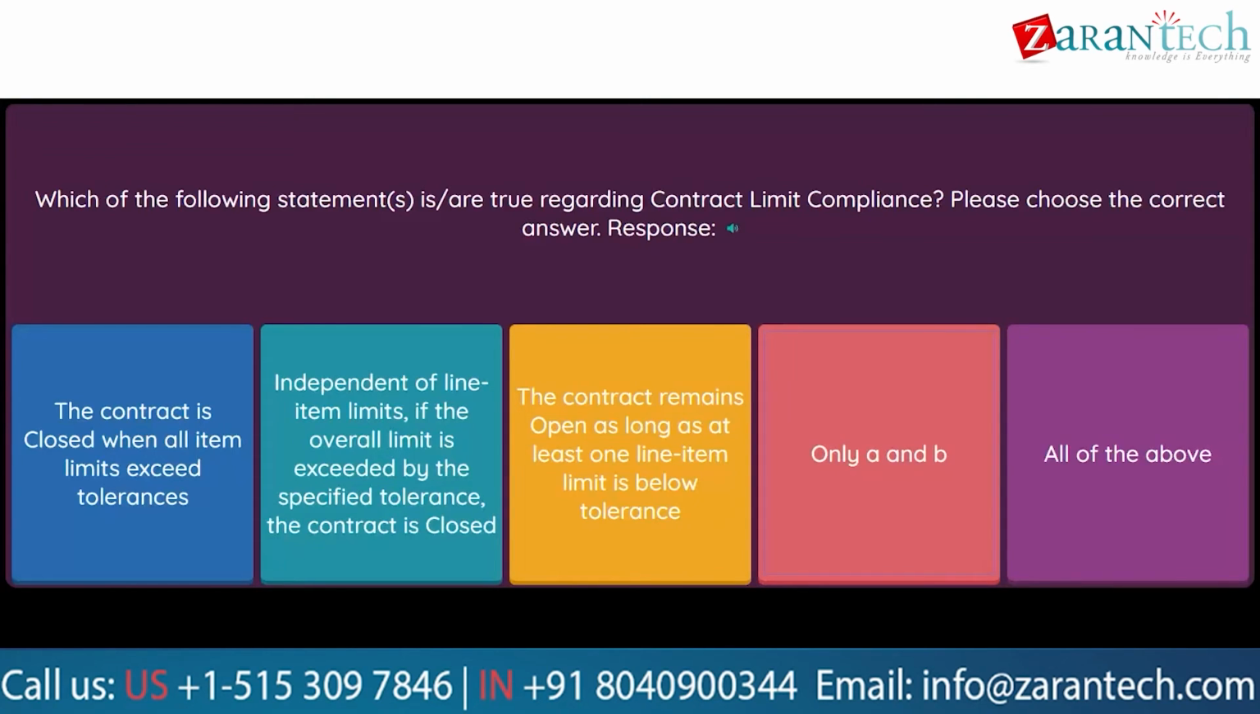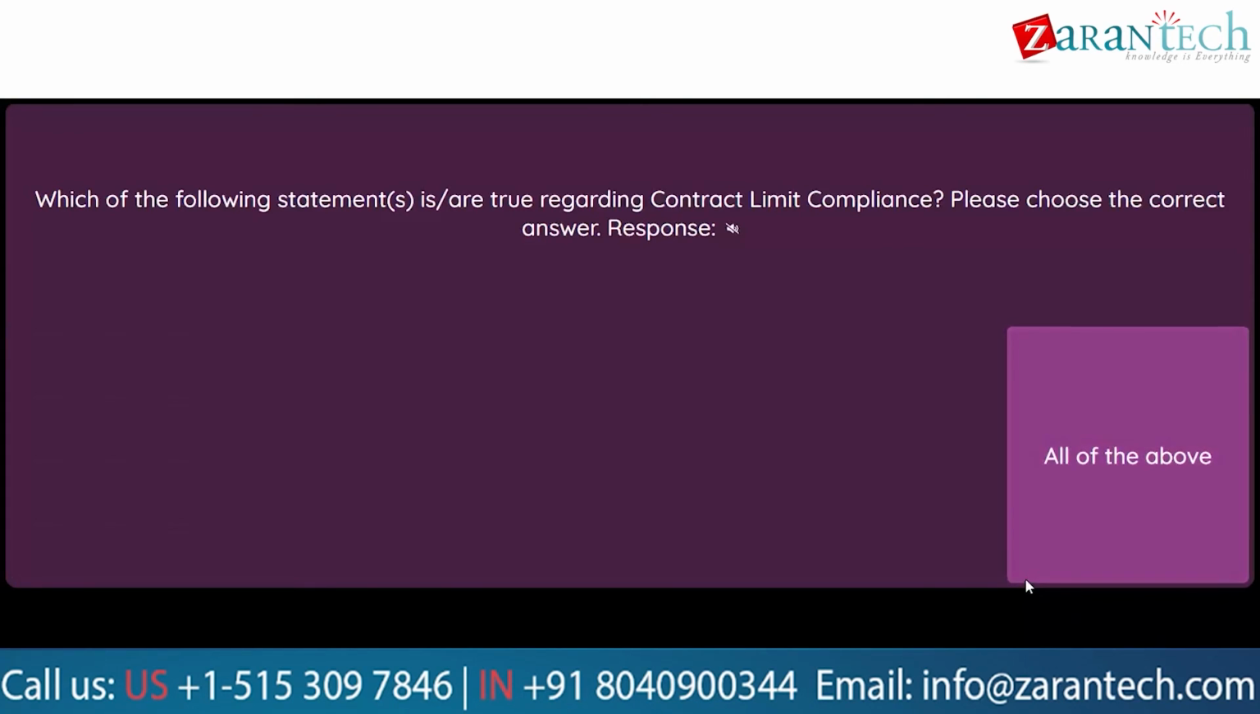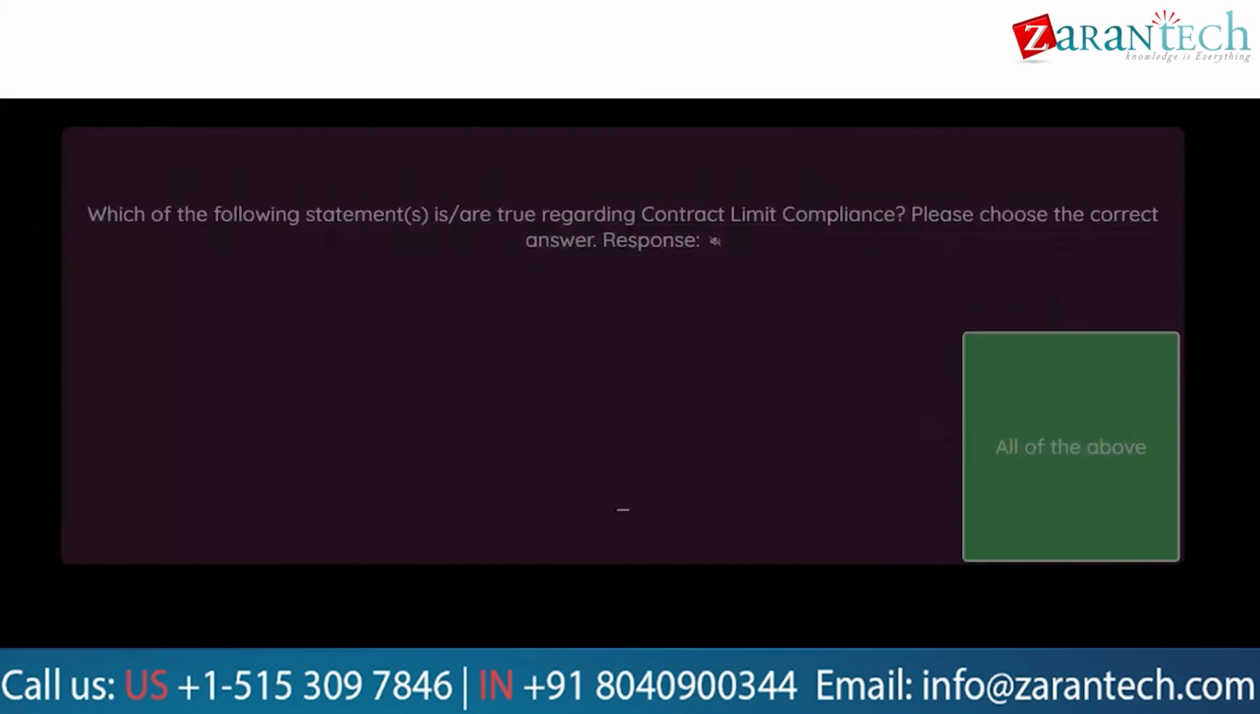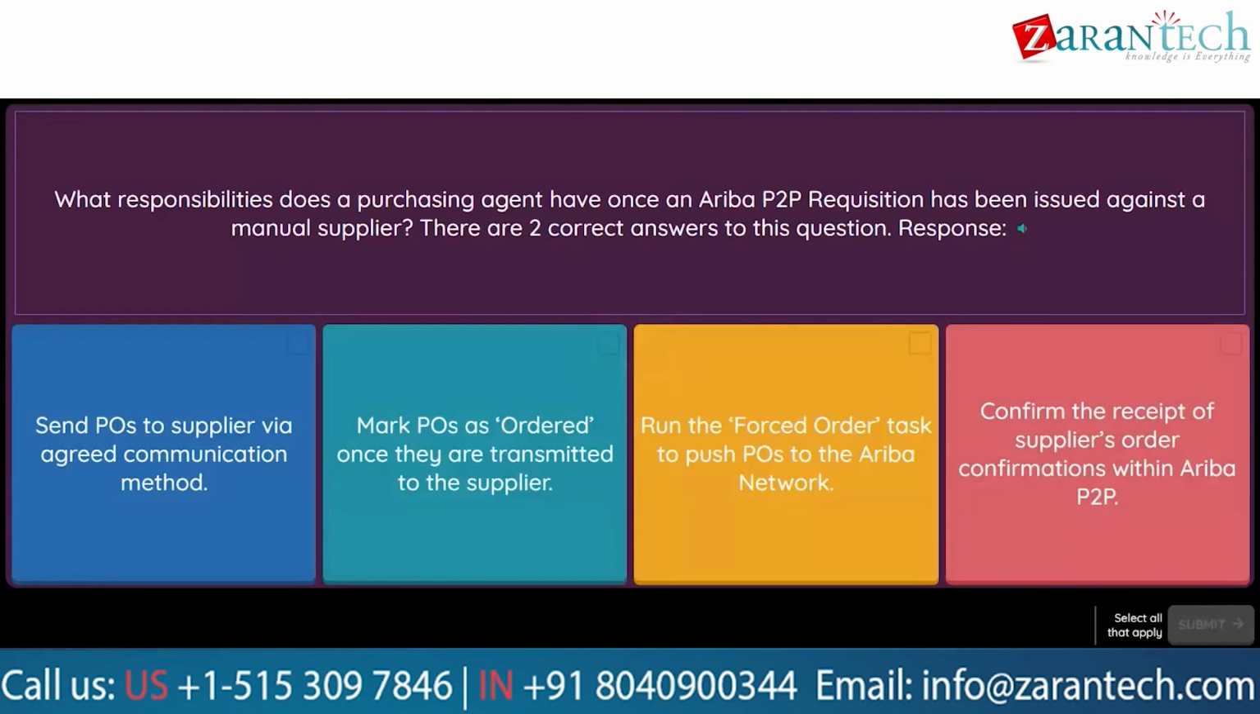Option 4: Only A and B. Option 5: All of the above. Question: What responsibilities does a purchasing agent have once an Ariba P2P requisition has been issued against a manual supplier? There are 2 correct answers to this question. Response: Option 1: Send POs to supplier via agreed communication method.